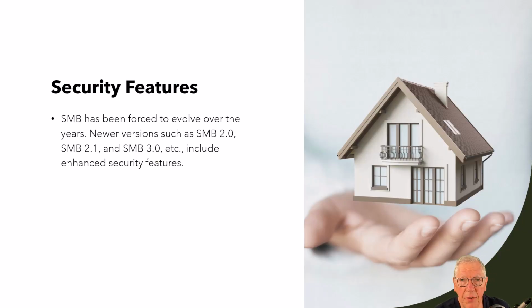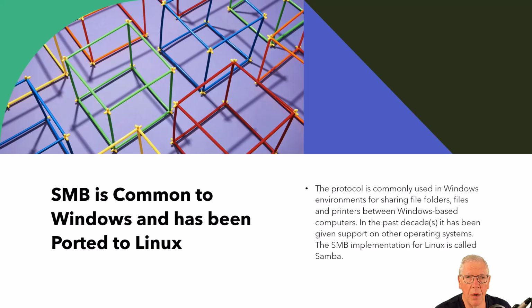Now, there's some security features that have been built in. SMB has been very, very hacked over the years. There's a lot of vulnerabilities for older versions of SMB, and so it's been modified. We now have SMB 2.0, 2.1, SMB 3.0, and as vulnerabilities are found in the protocol, they're fixed and a new edition comes out or a new feature comes out to fix that particular vulnerability. Now, the main thing I want you to know is that SMB is a Windows thing.